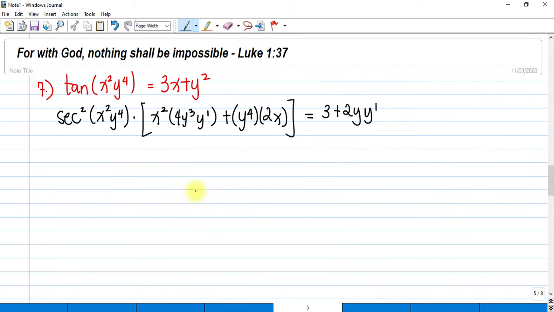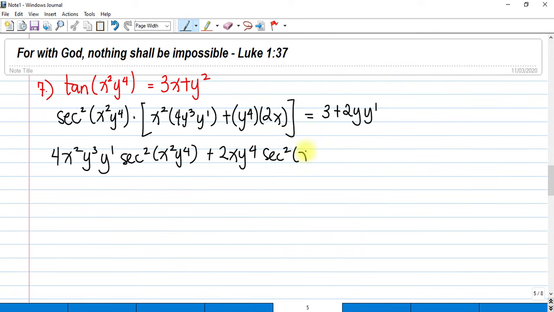So we're going to isolate y prime on one side of the equation so that we get the result. This is the distributive property, so I can multiply this. This would be 4x squared y cubed y prime, multiplied by secant squared of x squared y raised to 4, plus 2x y raised to 4 multiplied by secant squared of x squared y raised to 4, is equal to 3 plus 2y prime.